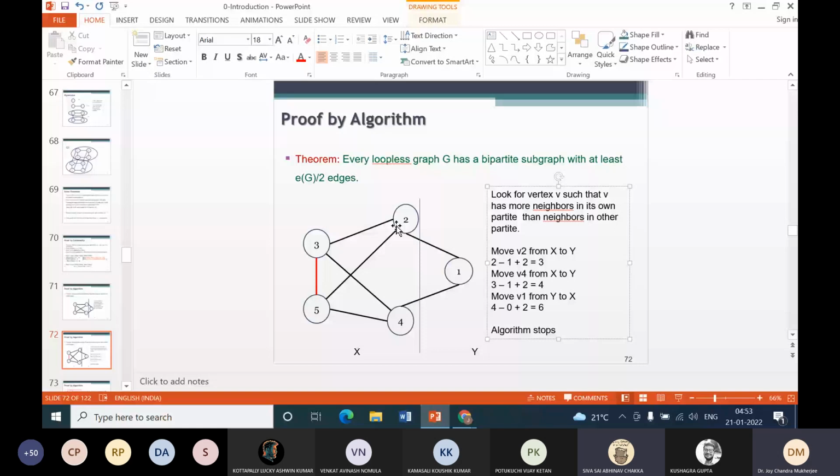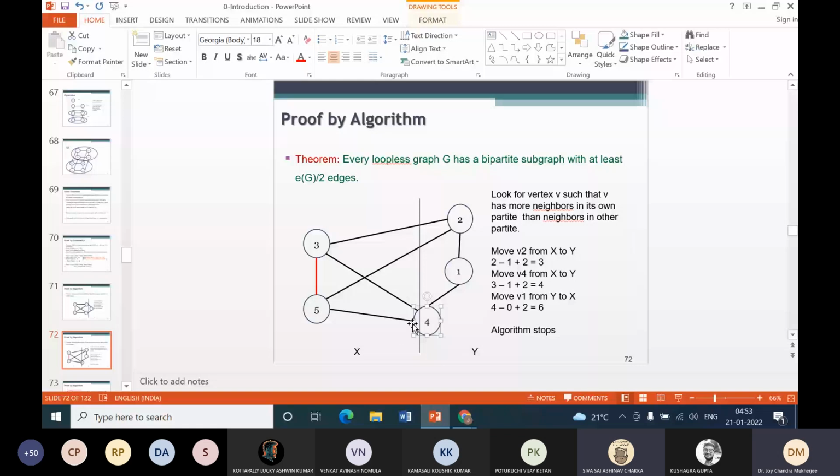So if I move 2 on the other side, what are the things that we have gained? The thing that we have gained is the number of edges across the partite. Earlier it was 2 edges, now we have 3 edges. So after each iteration of the algorithm, the number of edges across the partite keeps on increasing. Again, we move 4. So right now we have 3 edges across the partite, and 4 is the right candidate to move in the other partite. Now you see that we have 4 edges across the partite.